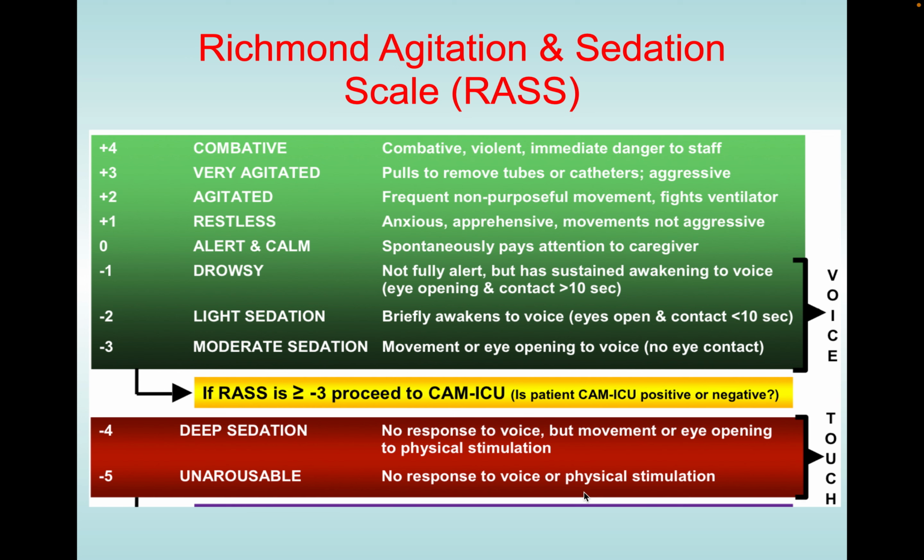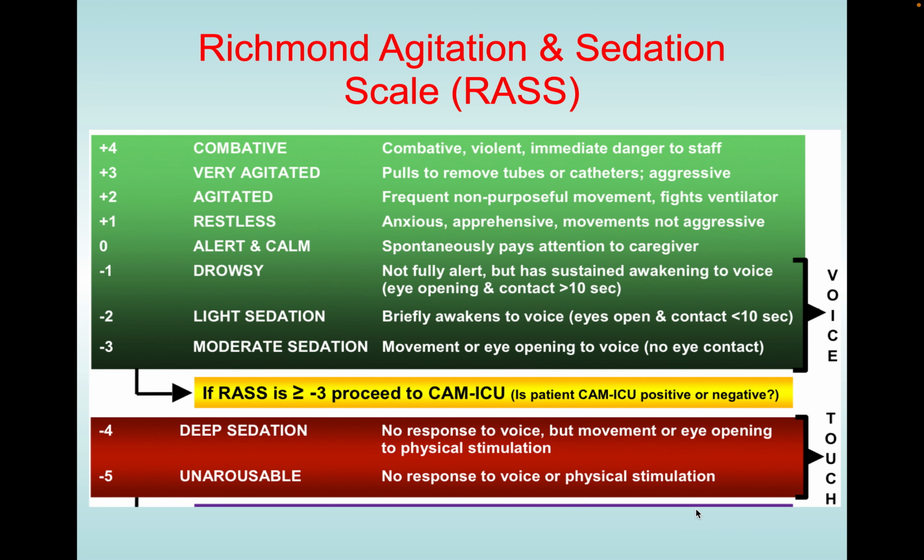As you can see, when the score is positive, the patient is more and more combative. So +4 is a combative patient, +3 is a very agitated patient, +2 is agitated, +1 is restless. 0 is alert and calm, and we actually want patients somewhere between 0 and -1. -1 is drowsy. So maybe 0 is the one we should target, who spontaneously pays attention to the caregiver. -2 becomes light sedation, -3 is moderate, -4 is deep sedation, and -5 is of course non-arousable.